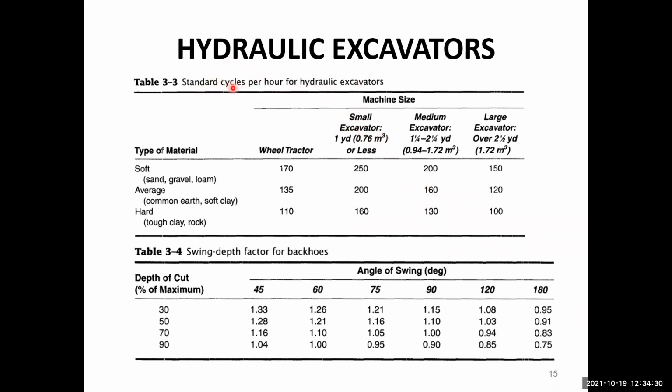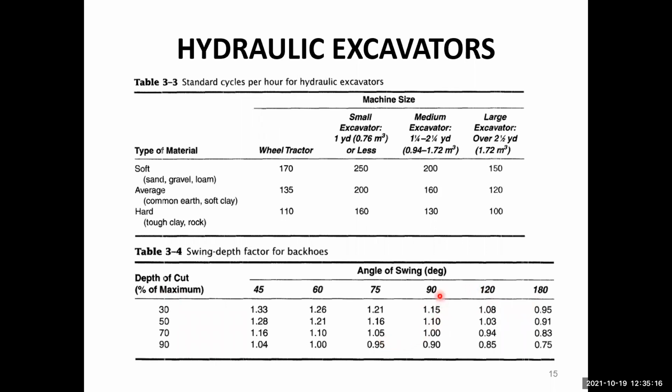However, these standard cycles per hour are based on certain swing and depth conditions, so we have to adjust for the swing and depth as well. The depth of cutting is given as a percentage of the maximum, 30, 50, 70, because for each type of machine there is a maximum depth rated for that machine. Then for different angles of swing, 45, 60, 90 degrees, we may look at the value.